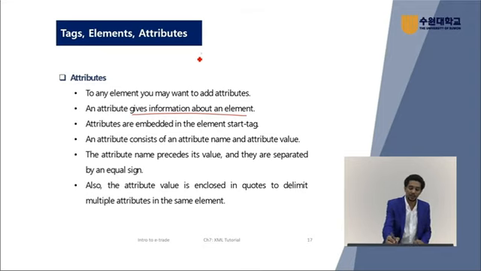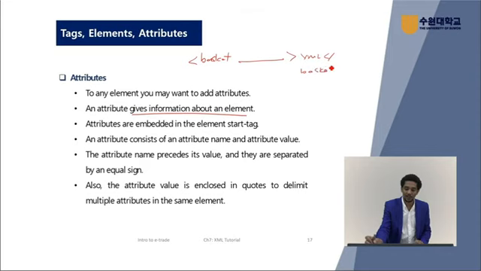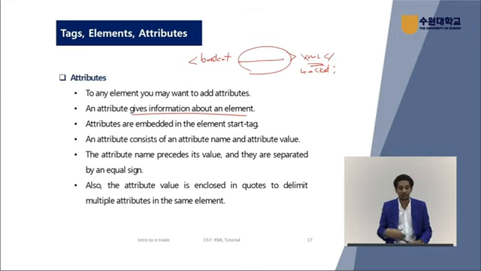So for example, this is your starting tag, then you can define attributes here, and you have the content here, then you can close your tag like this. Within the start tag you can define the attribute that will tell information about the content, right? An attribute consists of an attribute name and an attribute value. We will look at attributes in an example. The attribute name precedes its value, and they are separated by an equal sign, right?